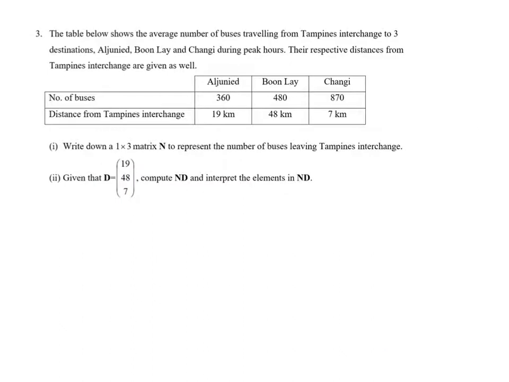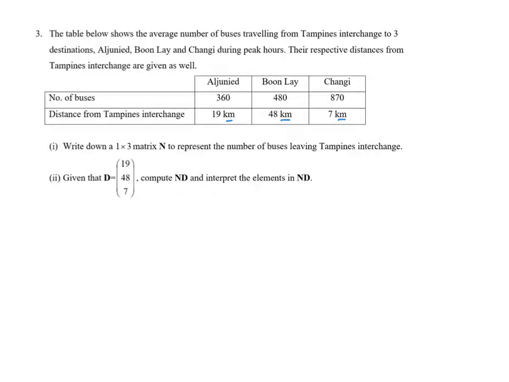Question number 3. The table below shows the average number of buses travelling from Tampines Interchange to the 3 destinations, Aljunied, Boon Lay, and Changi during peak hours. Now their respective distances are given in terms of kilometers, right? So we have a first row over here. This is talking about buses, and then we are talking about distances.